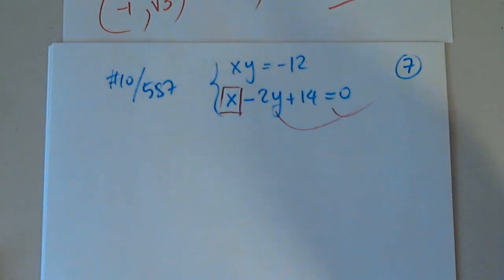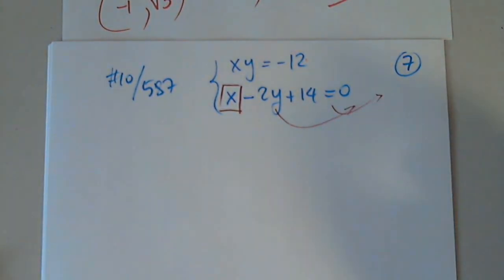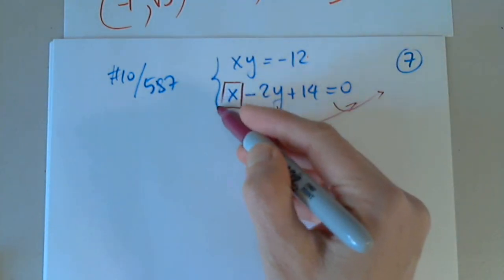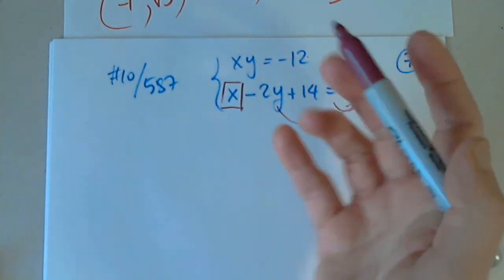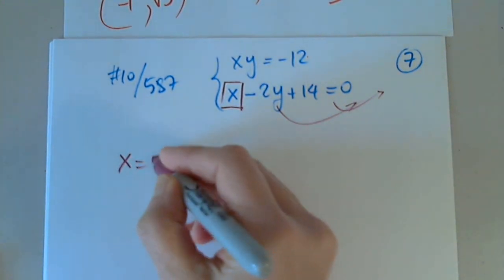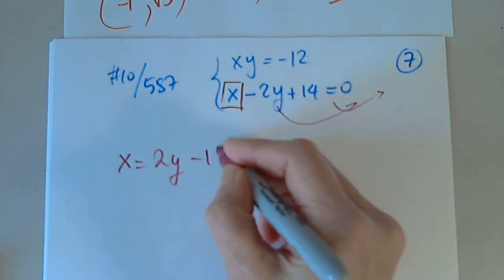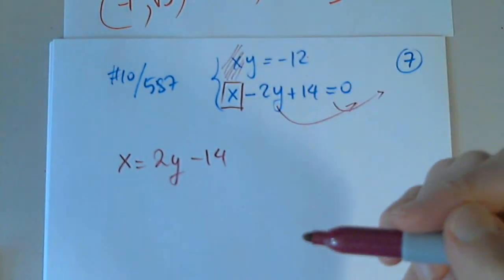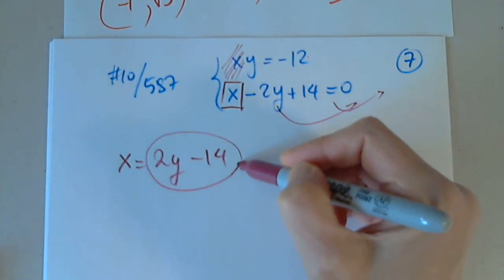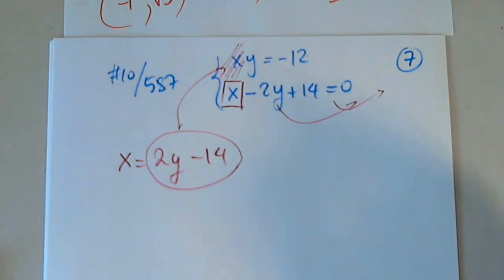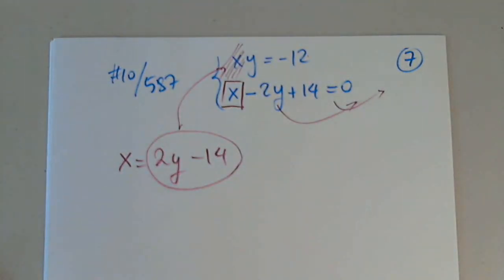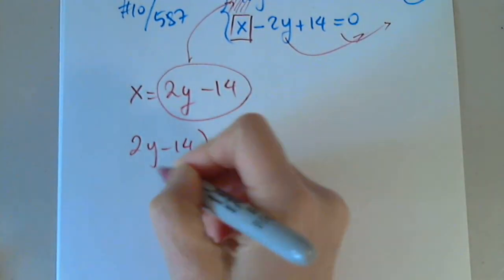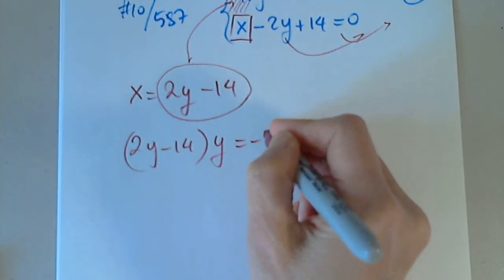Moving these to the other side. So I solve the second equation for x because x has coefficient of 1 or negative 1. In this case it is 1. So I get 2y minus 14. I will replace this in the first equation by 2y minus 14. Very good pick. Thank you. So 2y minus 14 multiplied by y equals negative 12.